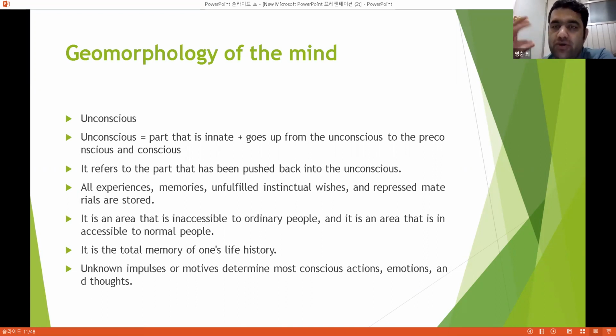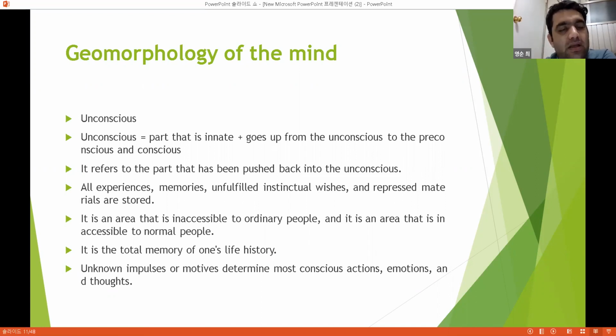The topography of the mind. How is the mind working, and how is the mind designed, right? First of all, we are reading about the unconscious. The unconscious is a part of the innate that goes up from the unconscious to the preconscious and conscious situations, and it refers to the part that has been pushed back into the unconscious. All experiences and memories, unfulfilled instinctual wishes, and repressed materials are stored there. It is an area that is inaccessible to ordinary people.